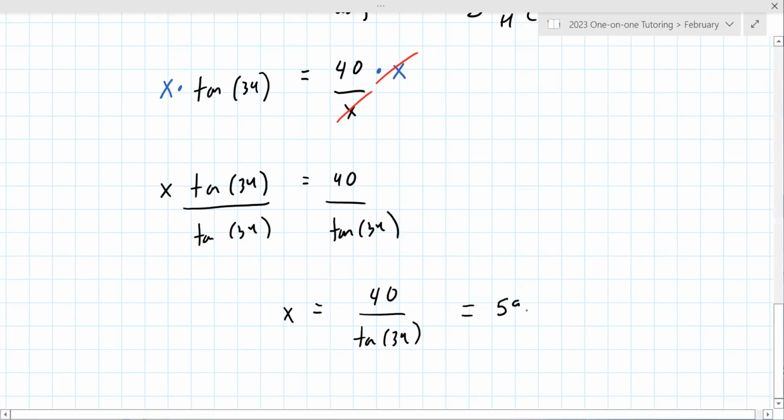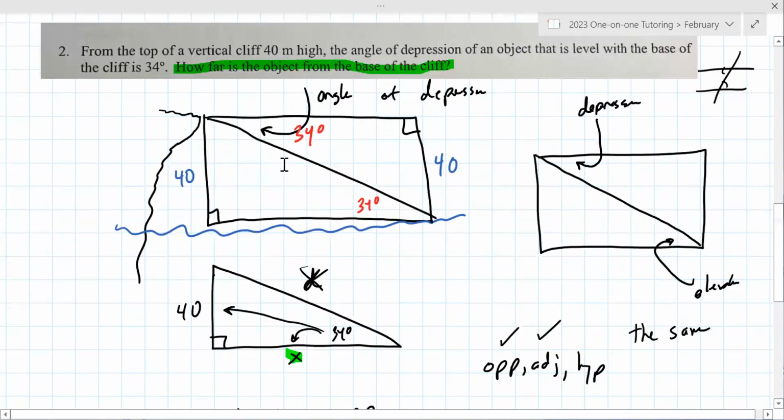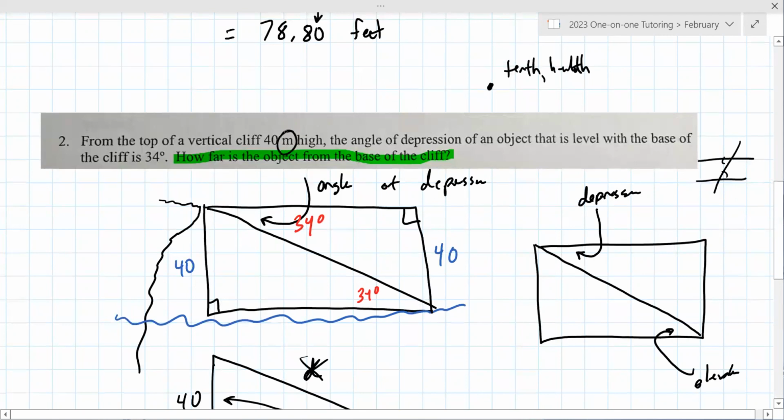59.30. Good. Any units to go along with that? Meters. Meters, yeah.